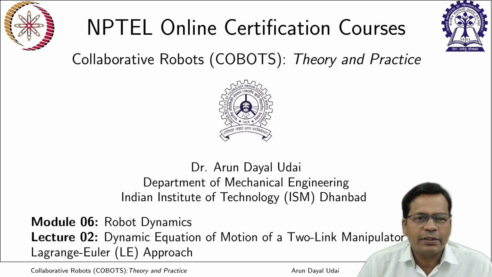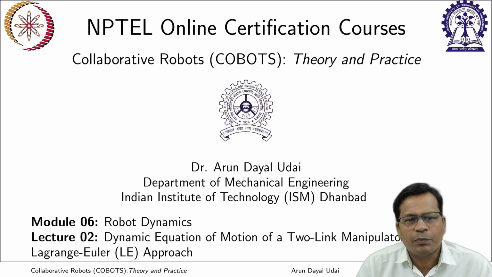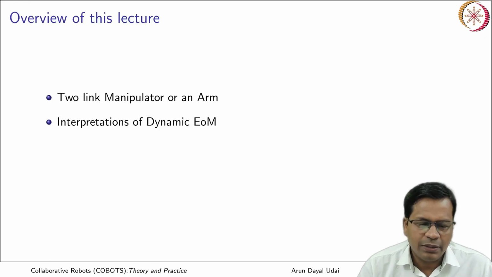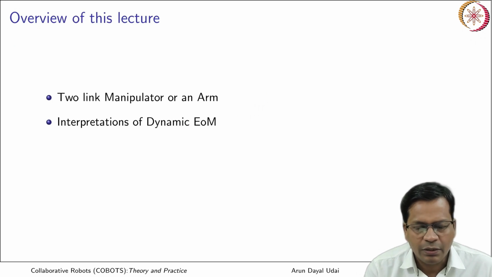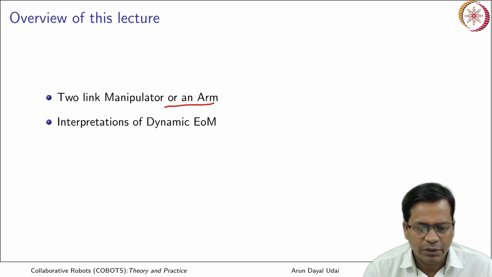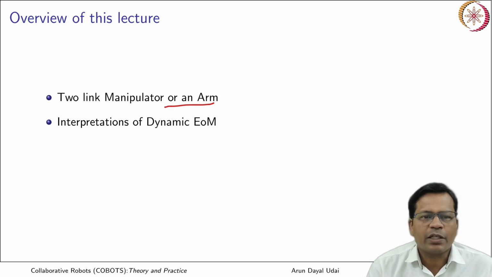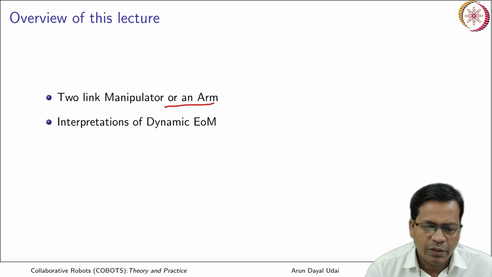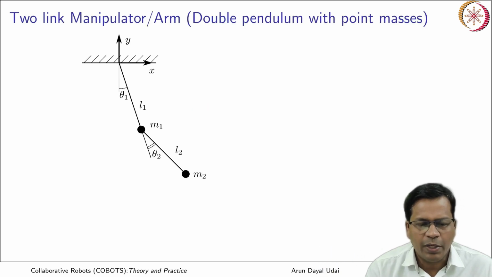Welcome to the second lecture, that is dynamic equation of motion of a two-link manipulator using Lagrange-Euler approach. In this lecture, I'll continue with the two-link manipulator or arm using Lagrange-Euler approach. We'll obtain the dynamic equation of motion for this, and we'll interpret the various terms which are there at the end. Okay, so let us continue with the two-link manipulator.